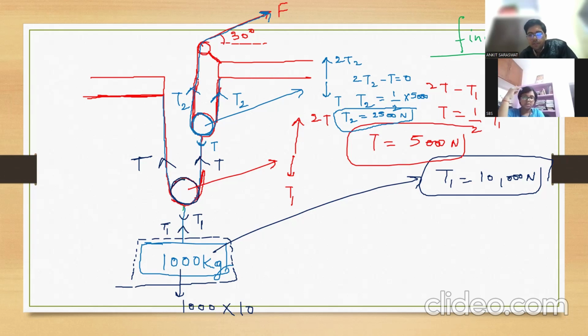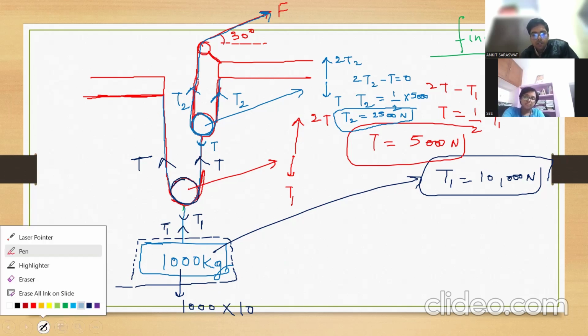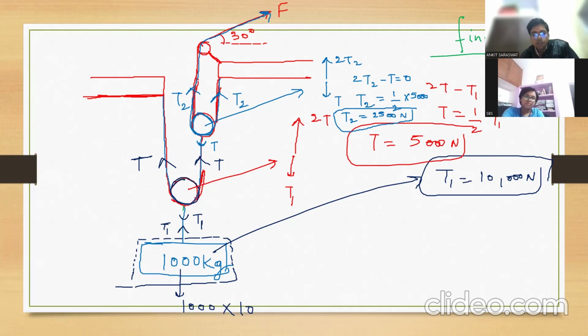Clear? Now this T2, you can check. Everywhere string is there. String is all around. Somebody is applying force F. Then what concept have you learned previously? If you apply a force directly on a string, then force is equal to the tension in the same string. Very good. F will be what? T2. T2 is what? 2500.